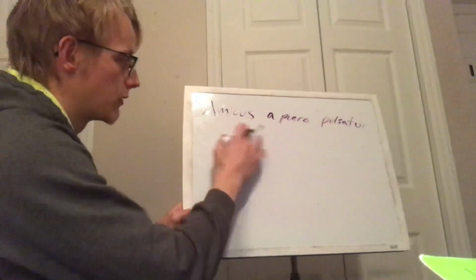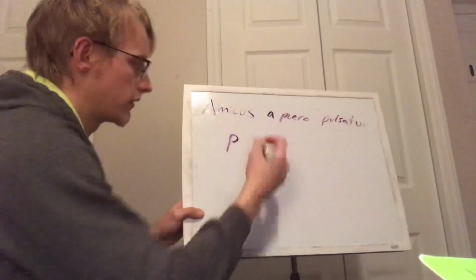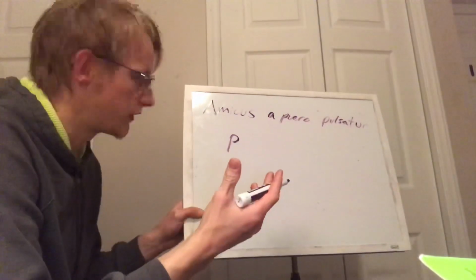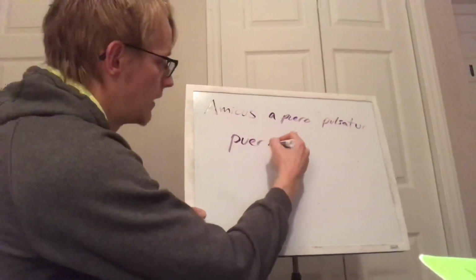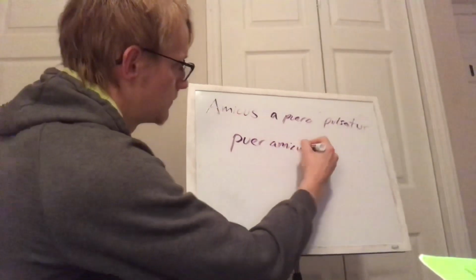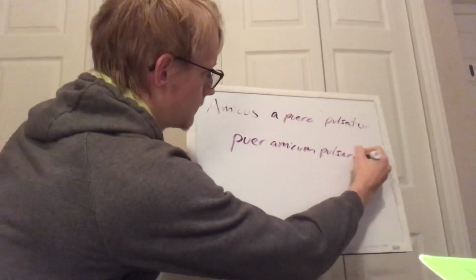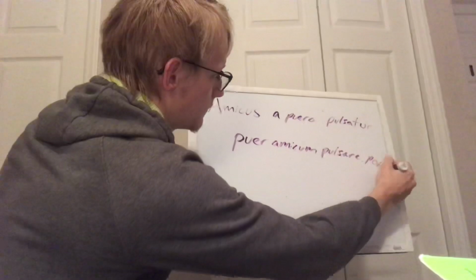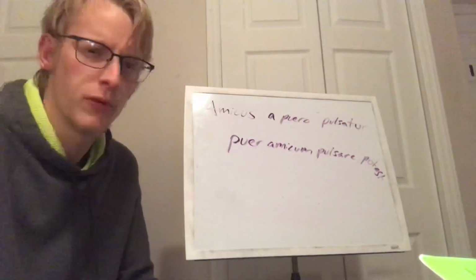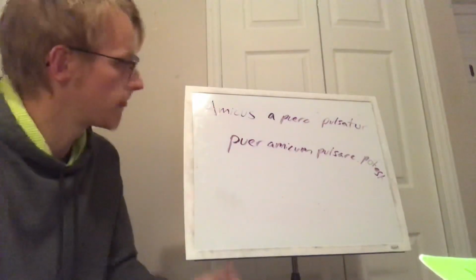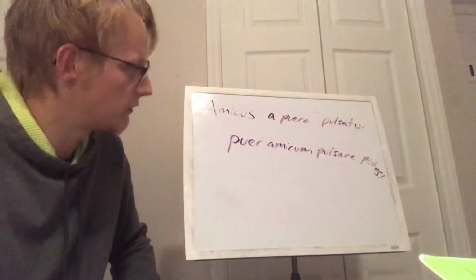All right. Let's just start with the regular active infinitive, puer, and we're going to do it with potest because you need to have a certain context in which you use the infinitive. Puer amicum pulsare potest. The boy is able to punch his friend. The boy is able to punch his friend.